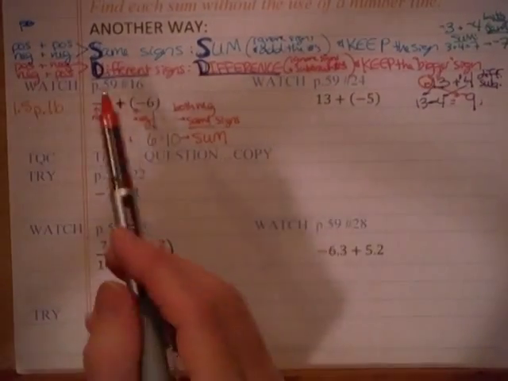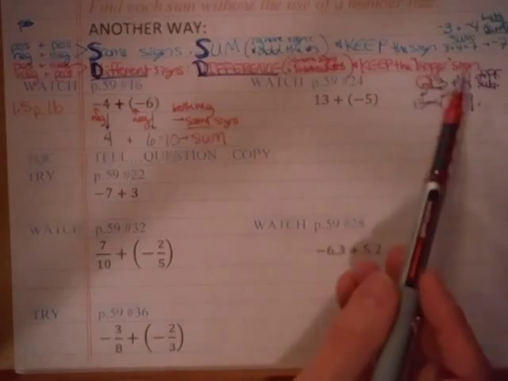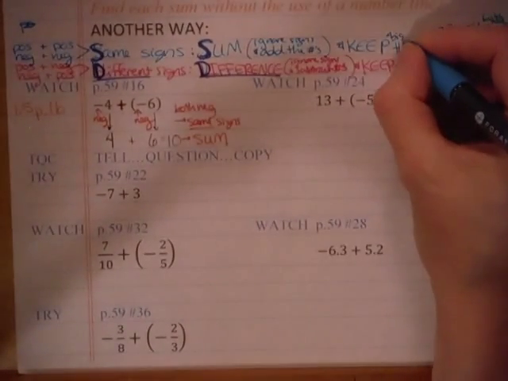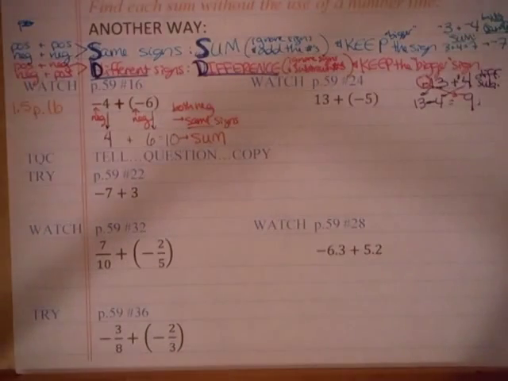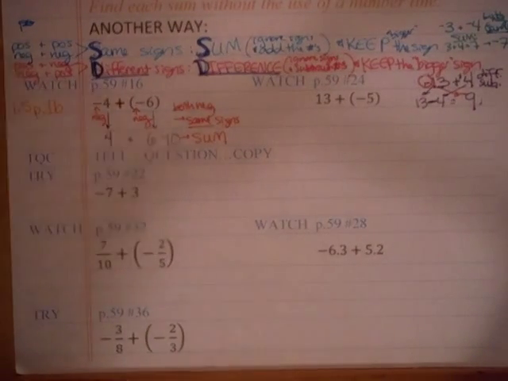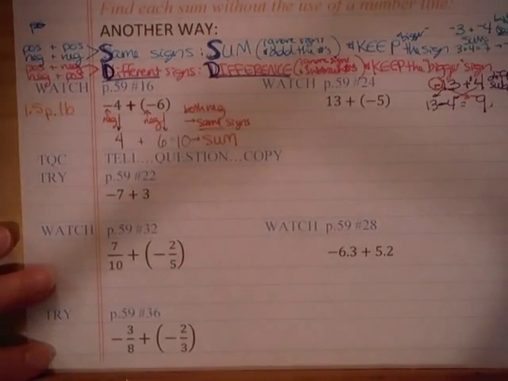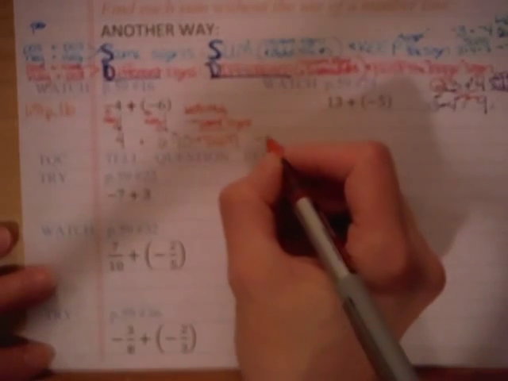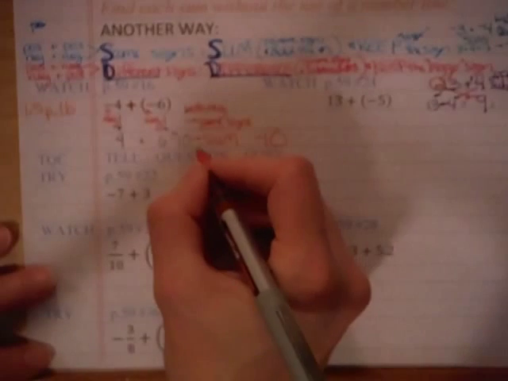In fact, notice how the pink up here for difference says keep the bigger sign. You really could keep the bigger sign both times, right? Because then you don't have to memorize a different rule. Same sum, different difference, keep the bigger sign. So what's the bigger number? 6. There, it's negative. I'll keep that negative. Okay? So the answer here is going to be -10.